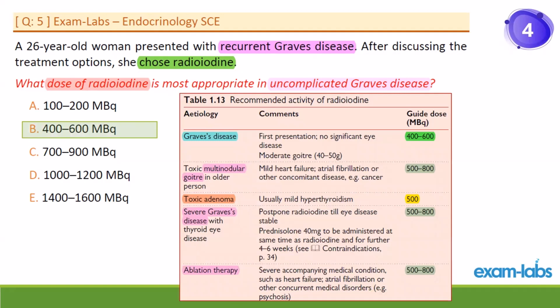And of course, a toxic multinodular goiter needs a larger radioactive iodine dosage. And if recurrence of severe Graves' disease, we need a larger dosage. Actually, Graves' disease needs 400 to 600 megabecquerel.